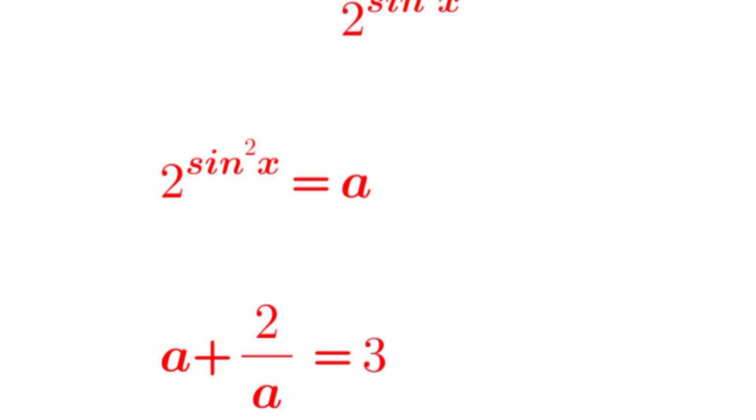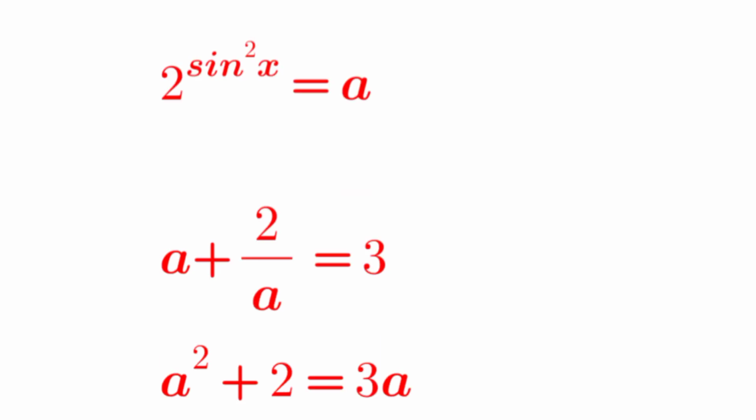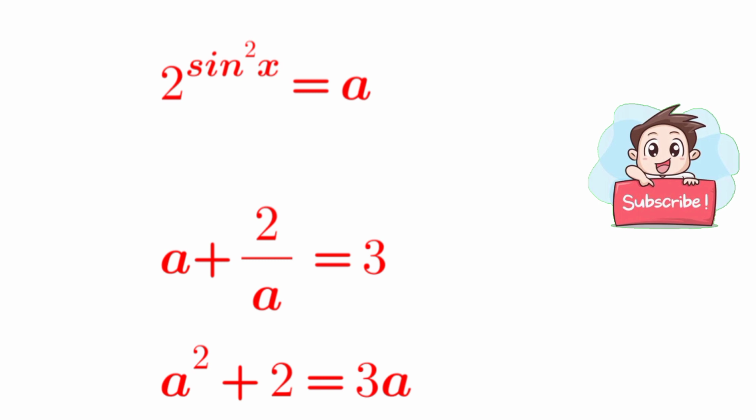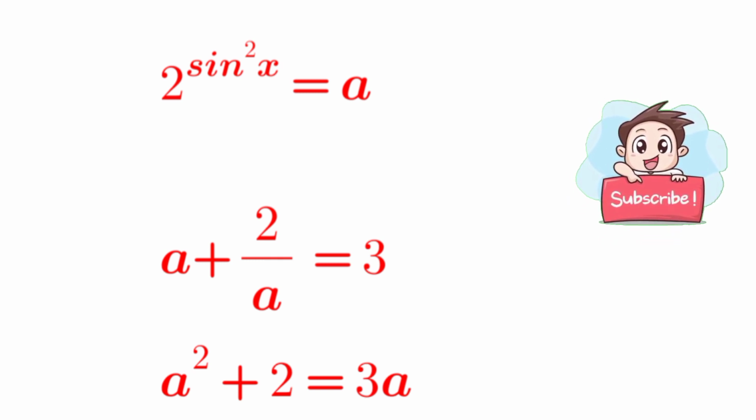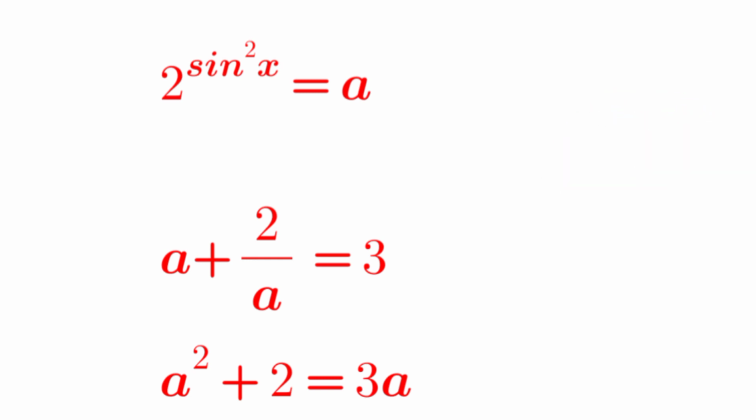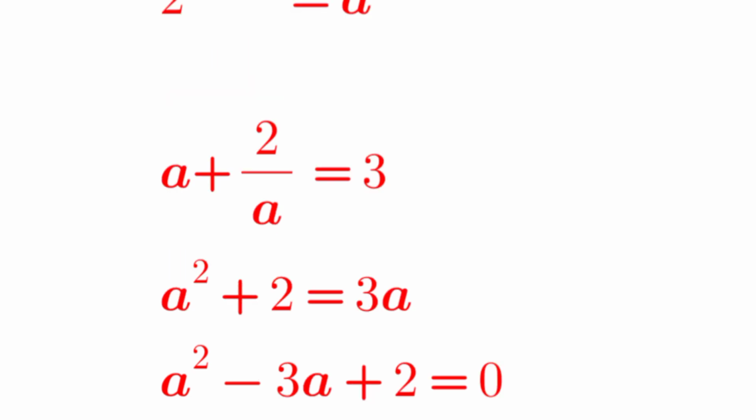Now the next step we're taking is trying to get rid of a, which is the denominator. So what do we do? We multiply both sides by a. When we multiply a by a, we have a squared. When we multiply a by 2 all over a, the a will cancel and we'll be left with 2. And when we multiply a with 3, we have 3a. Now we can write our equation to equate it to 0. So we add negative 3a to both sides of the equation. This gives us a squared minus 3a plus 2 is equal to 0.